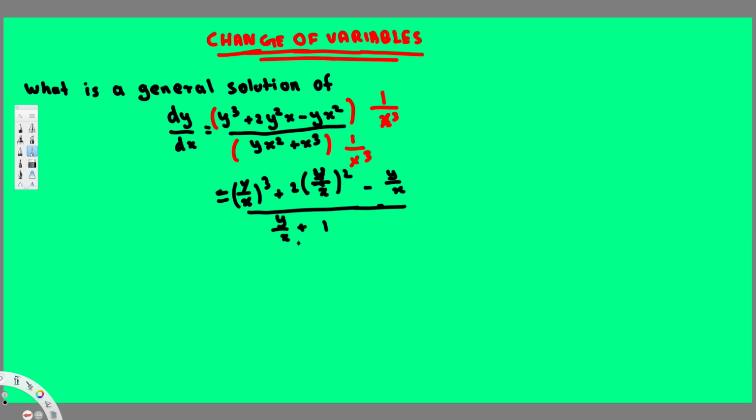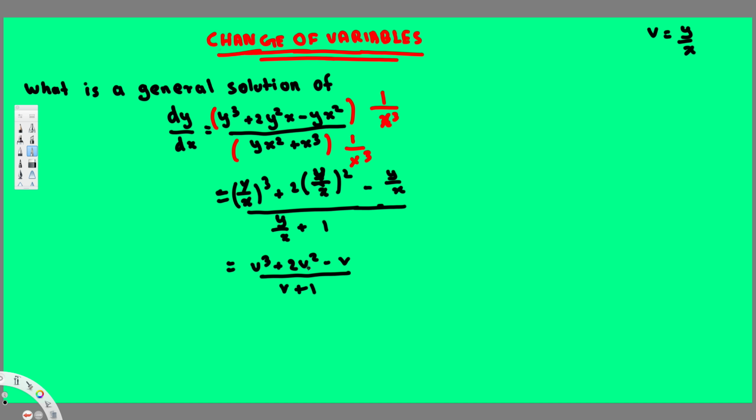Now we have written everything in terms of y over x. Then what we do is we take v equal to y over x. Then we substitute v instead of y over x. Now let's go ahead and do the substitution. Here we are going to have v cube plus 2v square minus v over v plus 1, right? So this is what we are having.